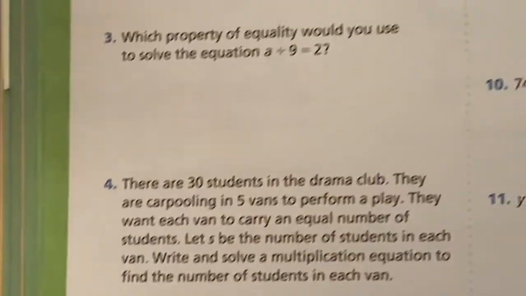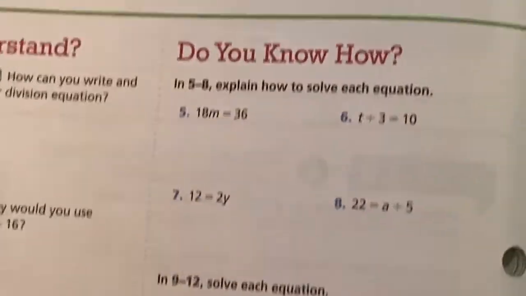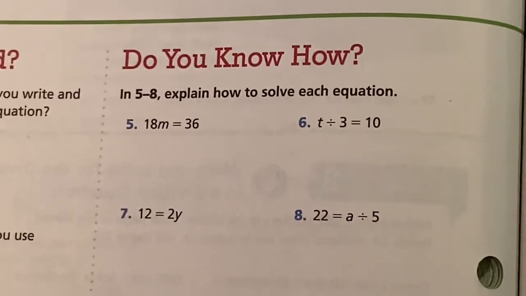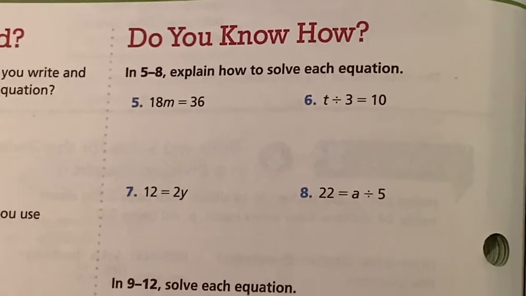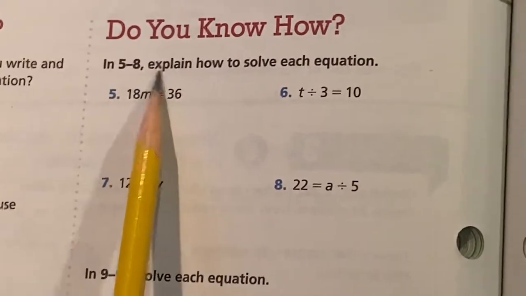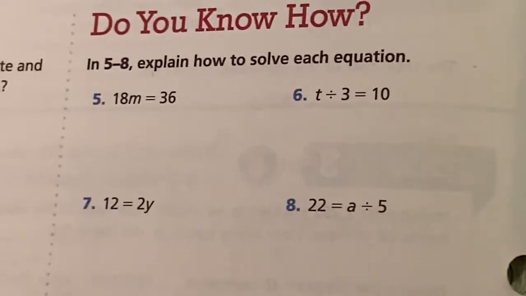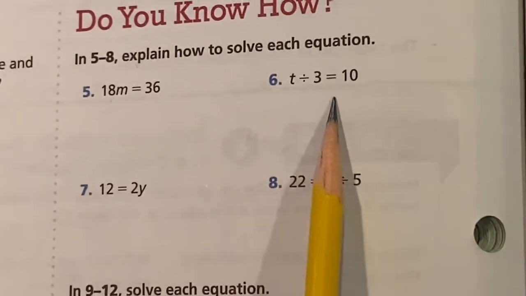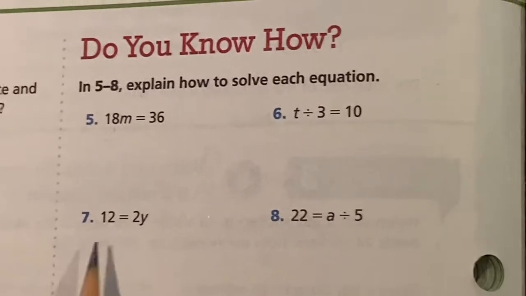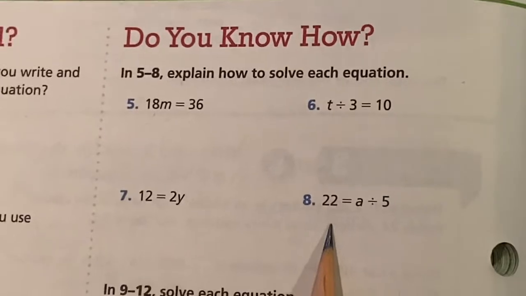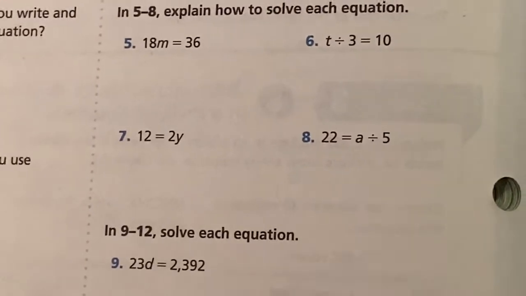Okay, now let's talk about 5 through 8, same thing. I'm just going to go over them really quickly, and then I want you to pause the video and solve them, and then come back and check. In 5 through 8, you're just supposed to explain how to solve each equation. So what would you do to solve 18m equals 36? How would you solve t divided by 3 equals 10? How would you solve 12 equals 2y? And how would you solve 22 equals a divided by 5?